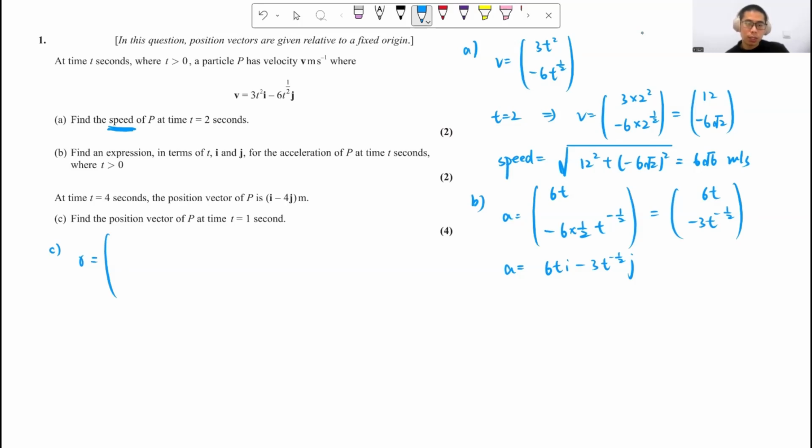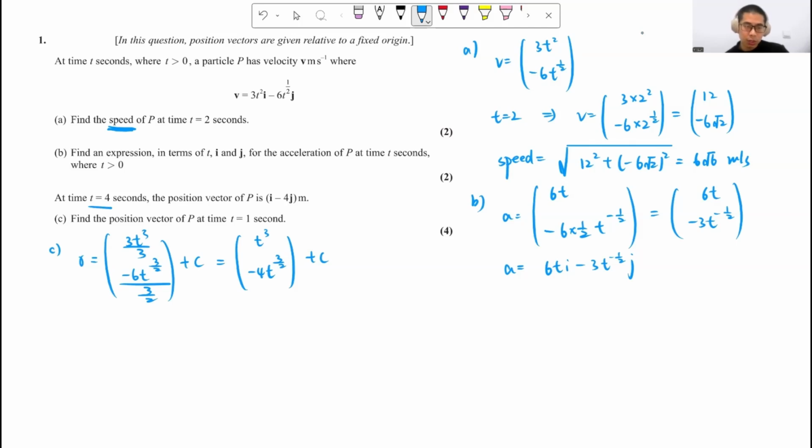So 3t squared integrates to 3t to the power 3 over 3. And then negative 6 to the power half, you will integrate. So plus 1 to the power 3 over 2 and divide by the power 3 over 2. And then plus c. Don't forget plus c. And if we simplify that, 3 over 3 cancels out, so just t cubed on top. And then put the coefficients in the calculator, negative 6 divided by 3 over 2, that would be negative 4 t to the power 3 over 2, and then plus c. So now we need to use the condition to work out c.